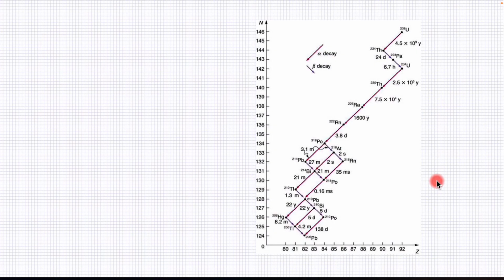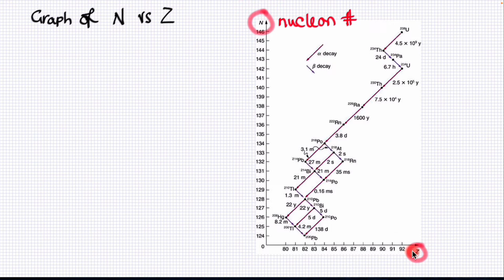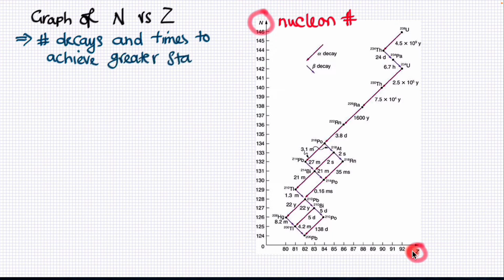So what you're looking at here is called the Half-Life Decay series of, let's say, a very unstable nucleus, uranium-238. And as we know, uranium-238 undergoes alpha decay. So this graph plots the nucleon number versus the proton number, and this graph of N versus Z tells us something about the number of decays and the time frames in which these decays occur in order for an atom like uranium to become more stable.